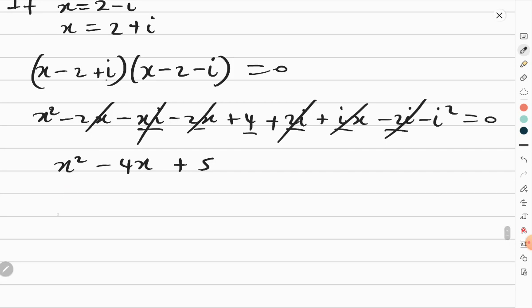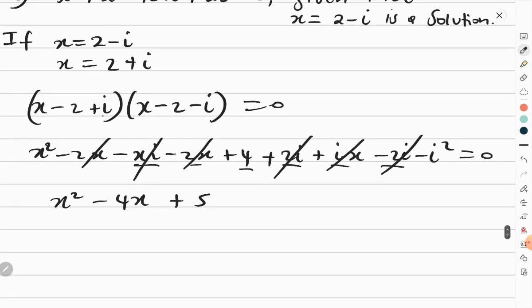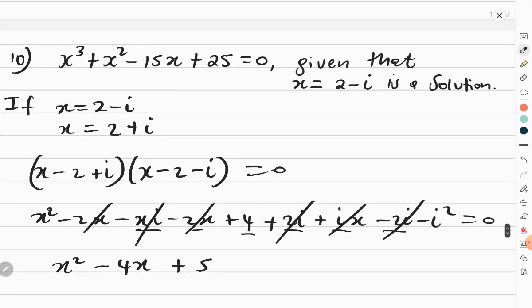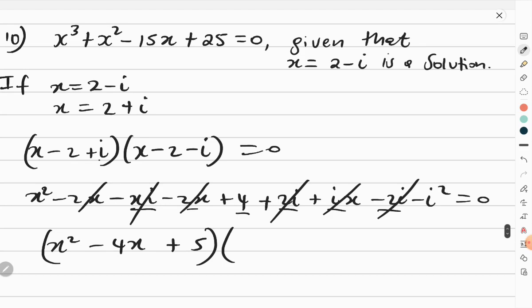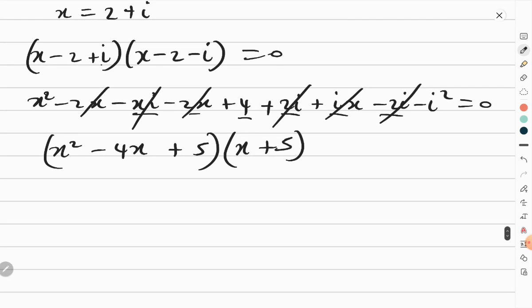Now this is it. Since this is a cubic function, we know that it is just like this, which is the quadratic equation. So I think we now need to figure out what makes 25 and what makes x cubed. So x cubed is made by x squared times x, so we can just have x here, and 25 is made by 5 times positive 5, so we need to have plus 5 here. So this is basically what we have.